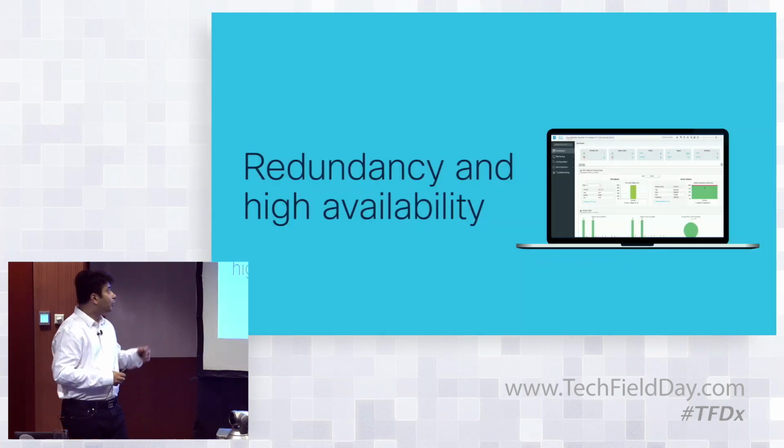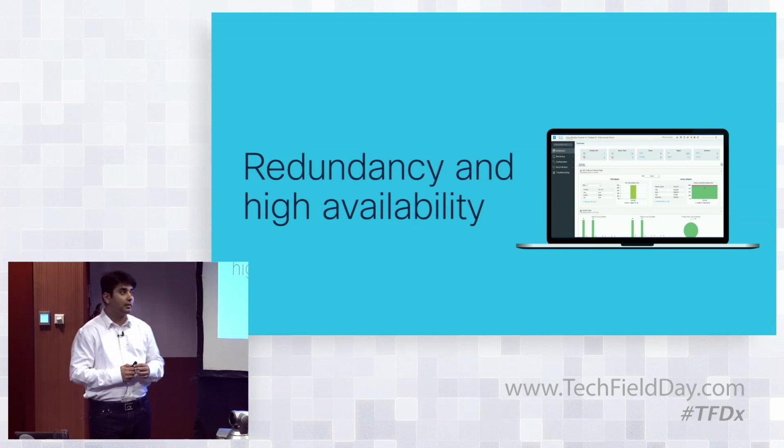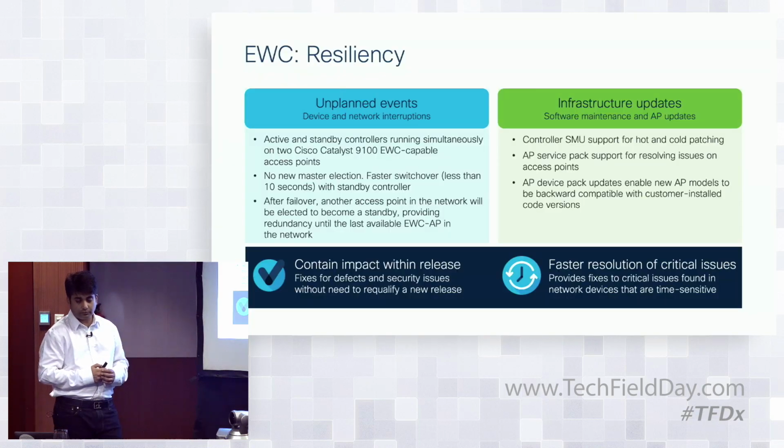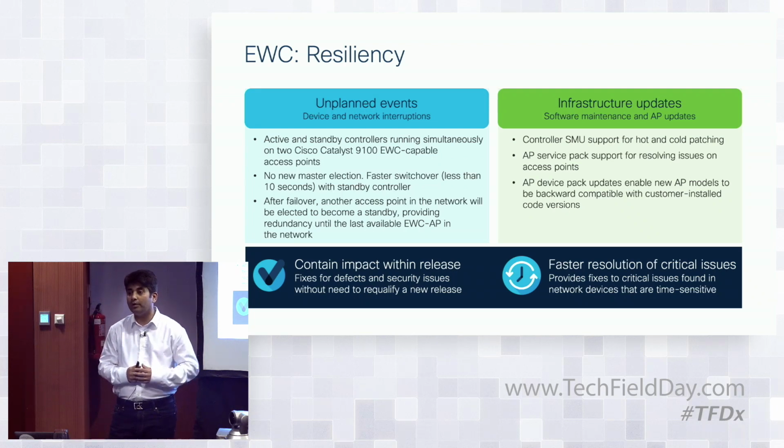Now let's go into a little more detail about redundancy and high availability. I was talking about resiliency, and that's very important for enterprise-grade deployment. No matter what happens, your network should always stay on. So let's discuss how we are doing redundancy and high availability in the embedded wireless controller on Wi-Fi 6 access points. If you look at it, there are 2 different kinds of events which can happen.